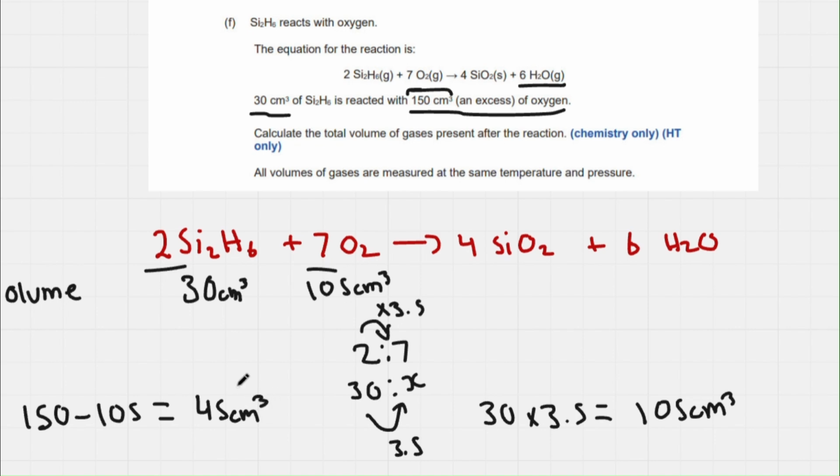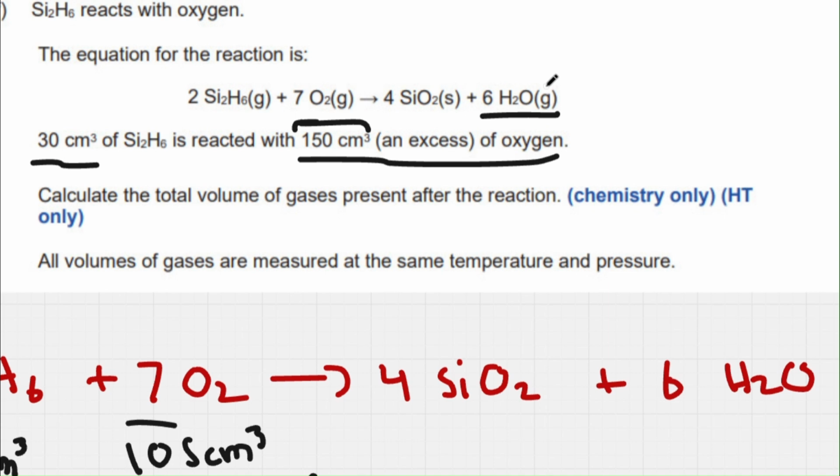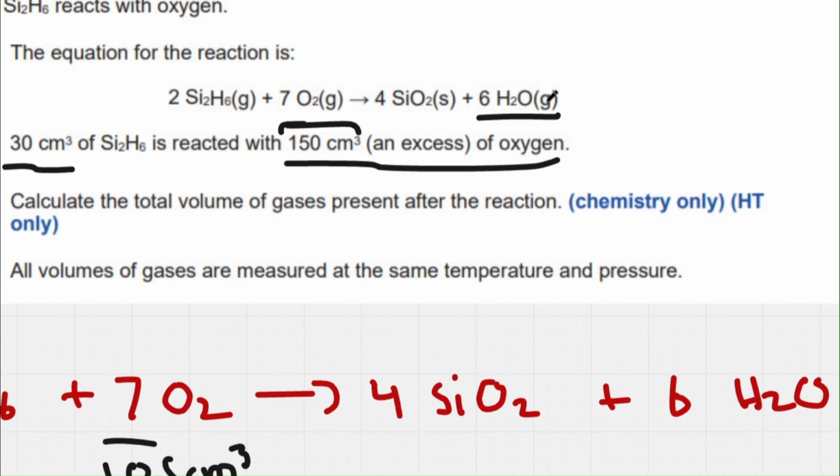However, that's not it. Many students get tricked by this part because that is not all. Take a closer look, because at the product, we have water vapor, and water vapor is a gas. You can see through the symbol. Because of that, it is counted as part of the total volume of gases present after the reaction. So we also have to find out the volume of water vapor.